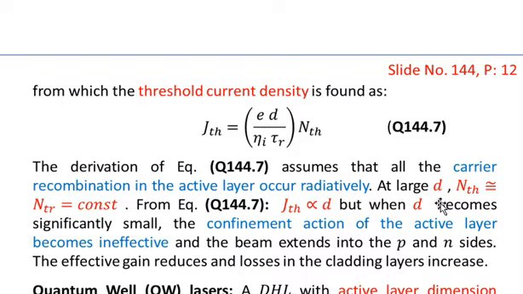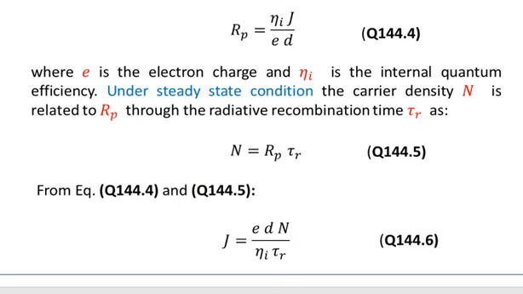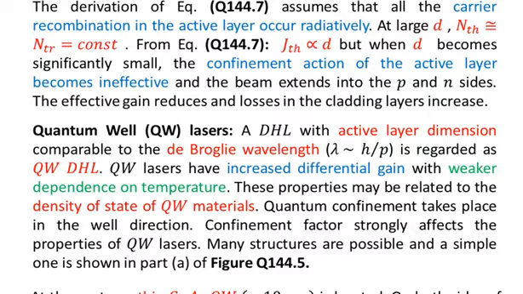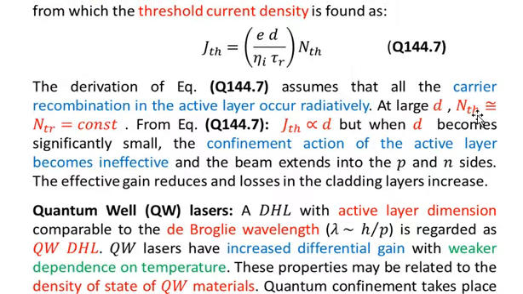At large D, the N threshold is approximately equal to N transparent, which is a constant. So if D is very large, then of course the threshold value for the carrier density, which is N threshold, is the same as that of the transparent density at which the semiconductor becomes transparent, and of course this is constant.